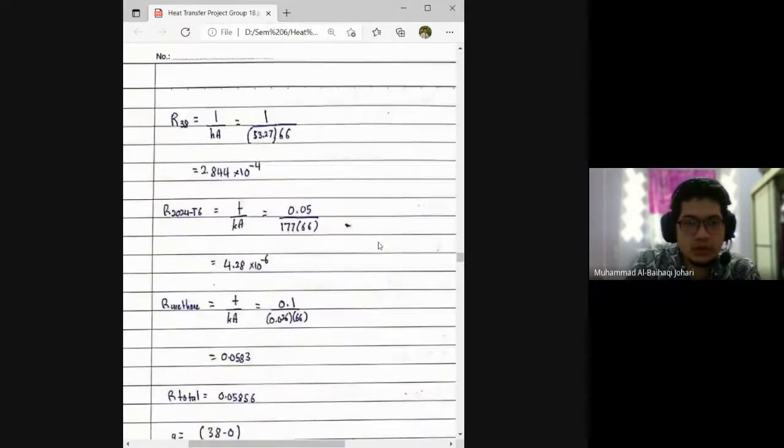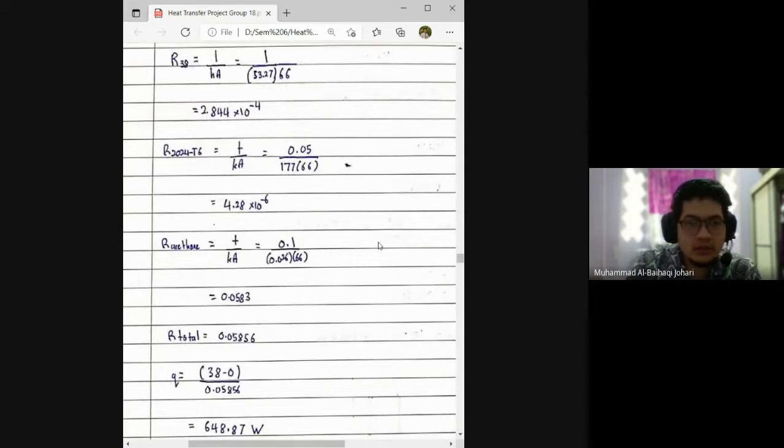Next is when we add insulation into the analysis. As we explained earlier, we use the alloy and the urethane as our insulator. So we will use chapter 2, which is thermal conduction. First we find the conduction resistance for the alloy for the outside temperature, which is 2.844 times 10 to the power negative 4. Next, the resistance for the alloy is 4.28 times 10 to the power negative 6. For the urethane, the resistance is 0.0583. It is bigger compared to the others because it is a good insulator.